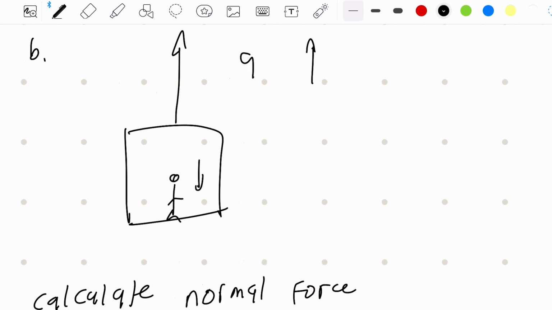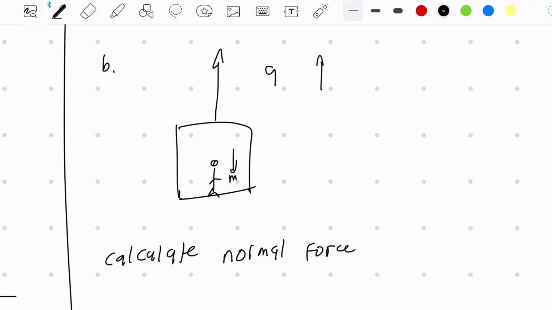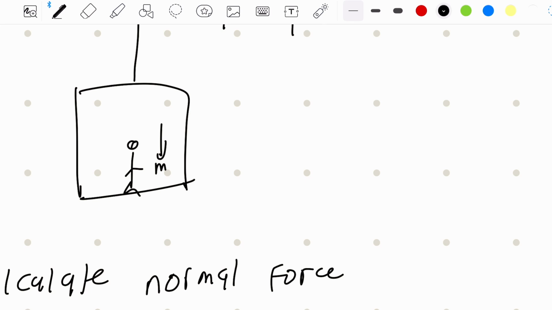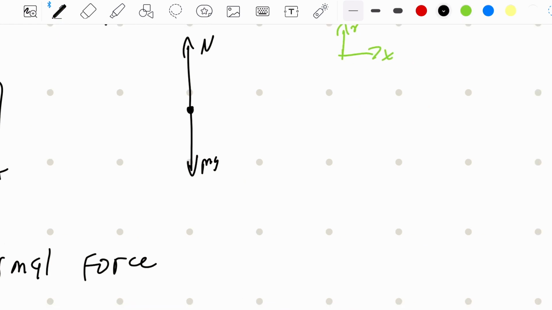So let's say we just had some guy in here with some mass m, and he's accelerating in this elevator at some a. I want to know what exactly is the normal force on him. So how can we do that? We can isolate him like that. Draw a free body diagram. So we'll have his weight going down and just the normal force going up. And I'll draw my axis as y and x.